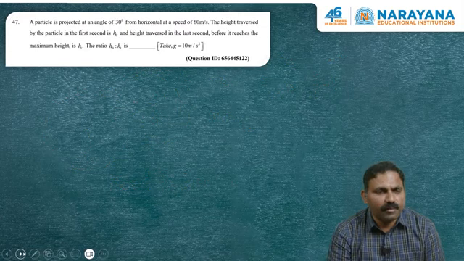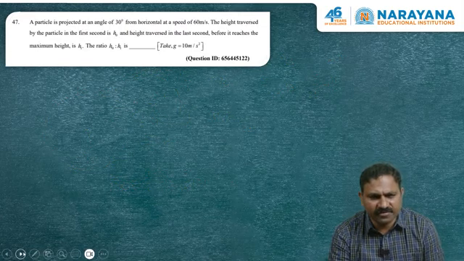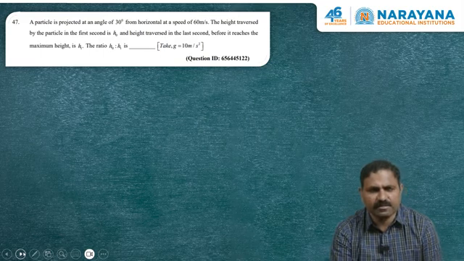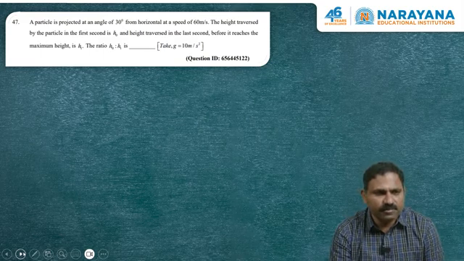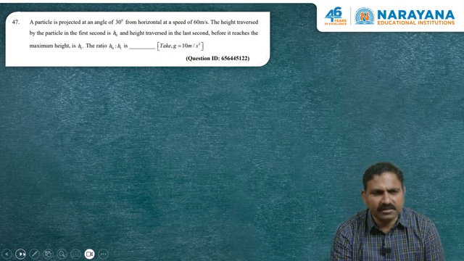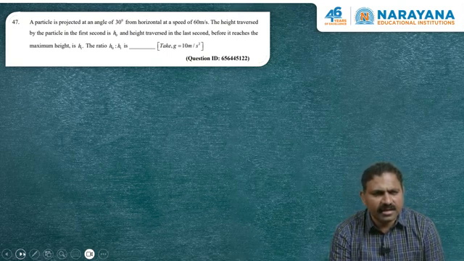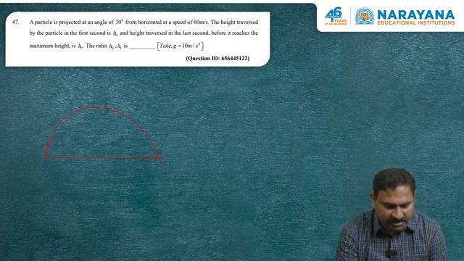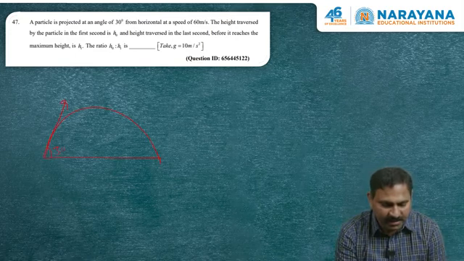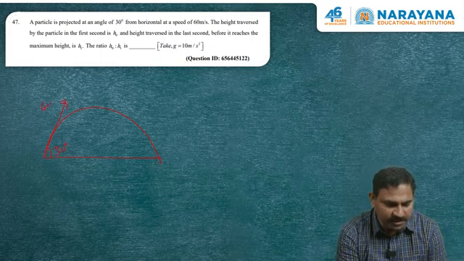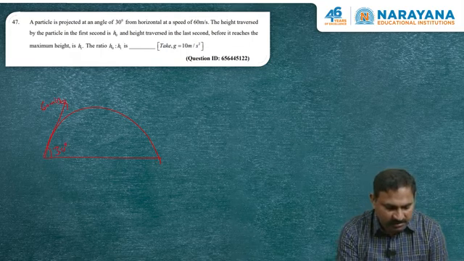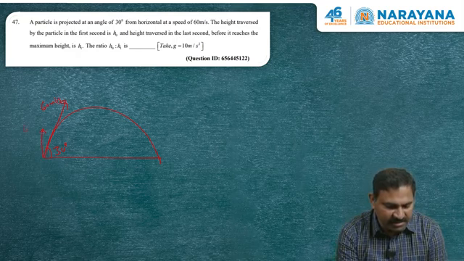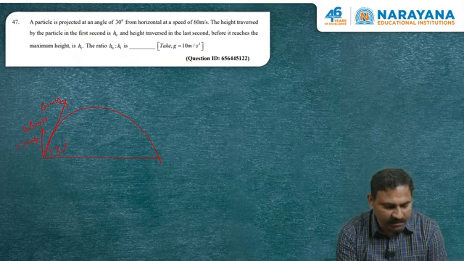Next question. A particle is projected at an angle 30 degrees from horizontal at a speed of 60 meter per second. Height traversed by the particle in the first second is h0 and height traversed in the last second before it reaches the maximum height is h1. Find the ratio h0 by h1. Suppose it is a projectile projected at an angle 30 degrees with horizontal with speed 60 meter per second. Now let us consider its y component. This is 60 sin 30, which is equal to 30 meter per second.